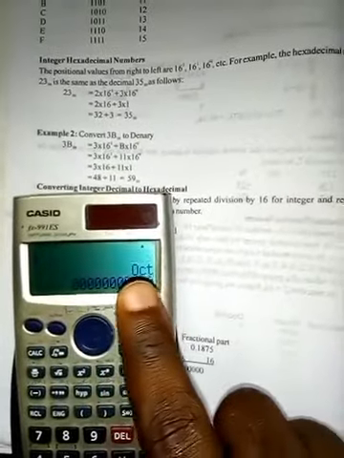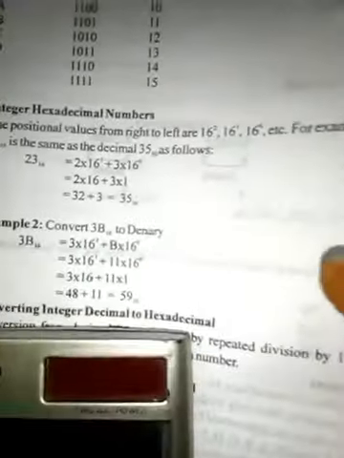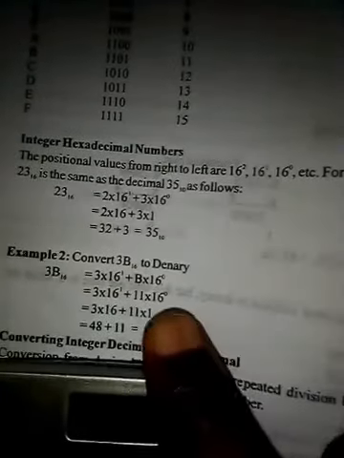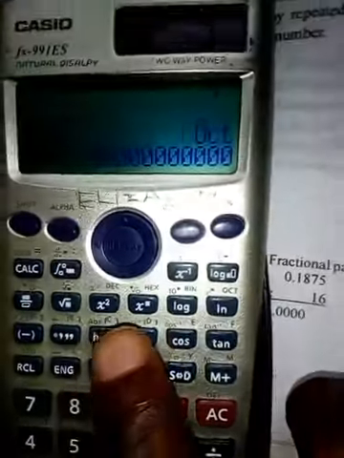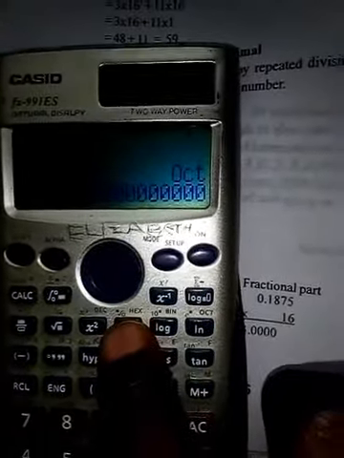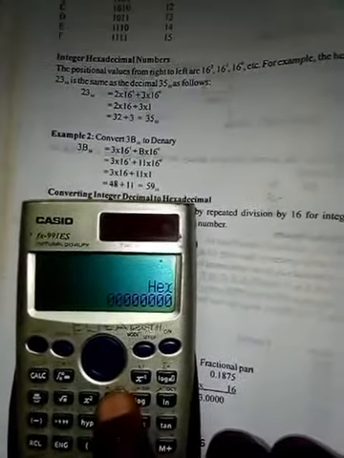Now notice your calculator is still on oct, but the question we are given was in what? Base 16. This question we're given is base 16. So we're going to first change it to hexadecimal, which is HEX. So we have HEX here. Change to hexadecimal. See, it has changed to hex. Now we input our question.